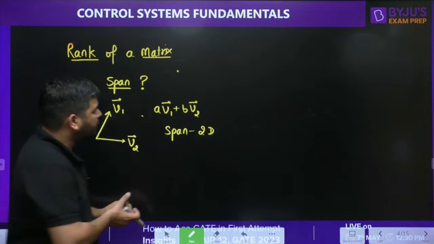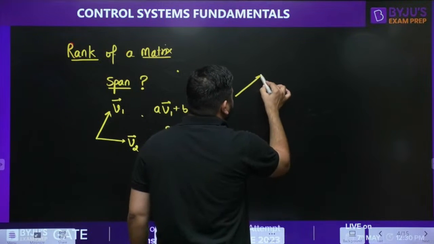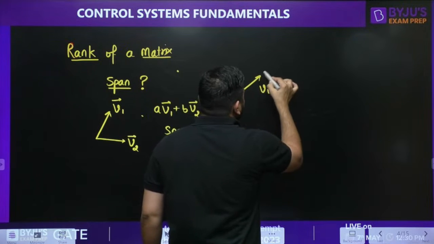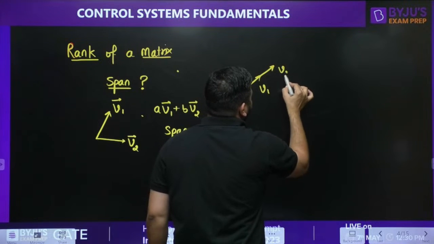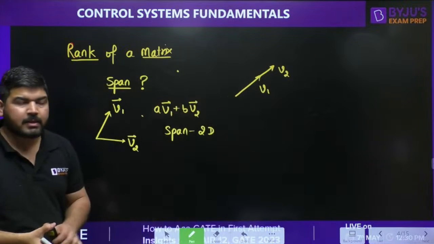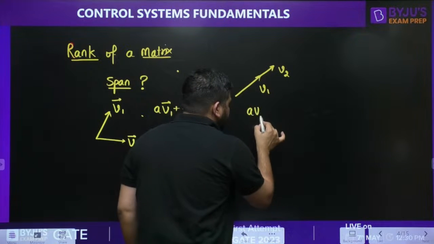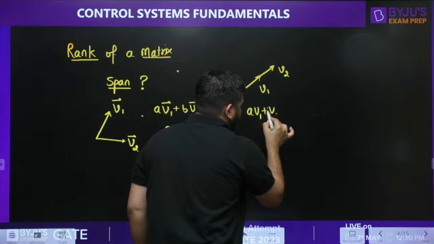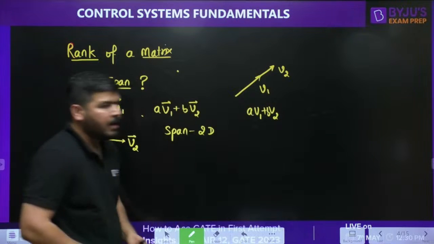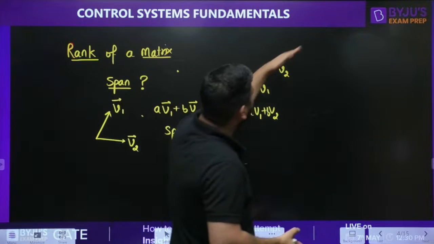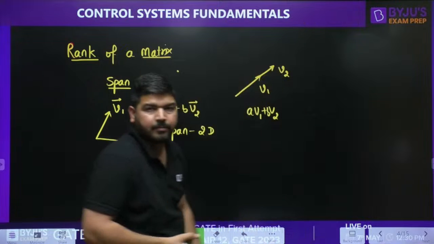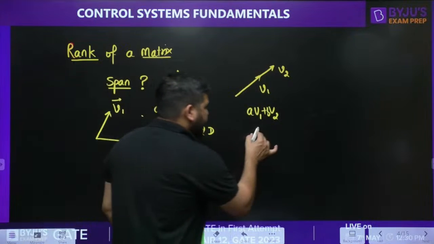But let's assume that the two vectors are in the same direction. Let's say v1 is in this direction and v2 is also in this same direction. Now if you take a linear combination of these two vectors, a v1 plus b v2, then you can only move on the line. So the span is 1D.